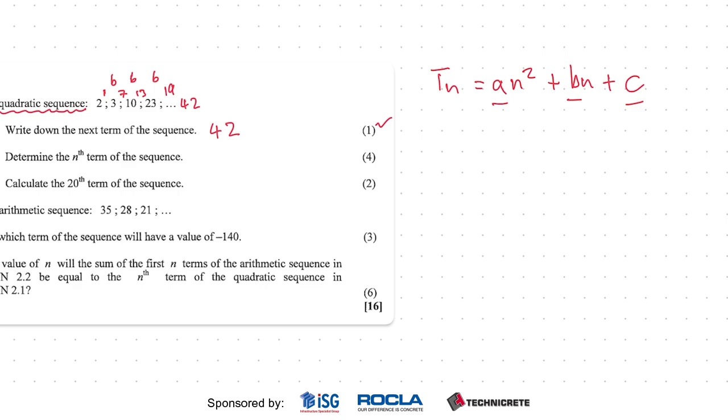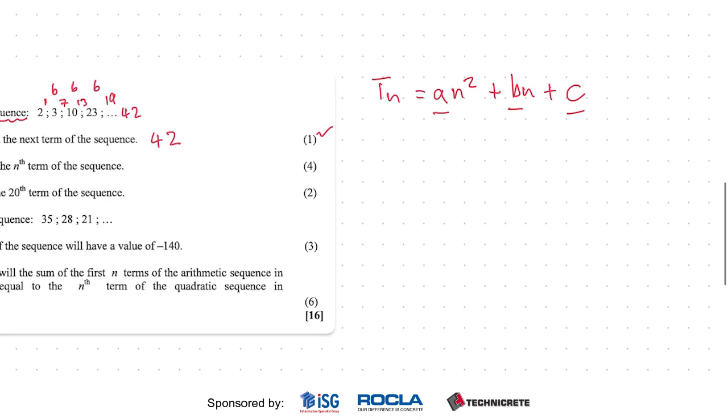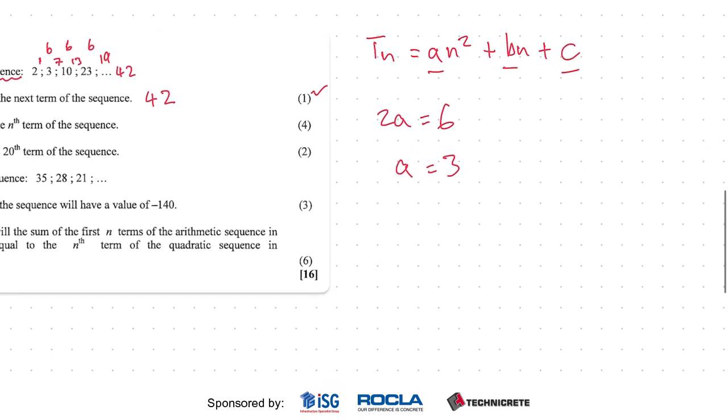We know that A is always related to the difference of the difference. So we're going to write down an equation that looks like this: 2A equals 6. Knowing that this is what you have to do is the hard part, but once you have this, it's very easy to see that A just equals 3. So where does that leave us? That leaves us with something like Tn equals 3n squared plus Bn plus C.